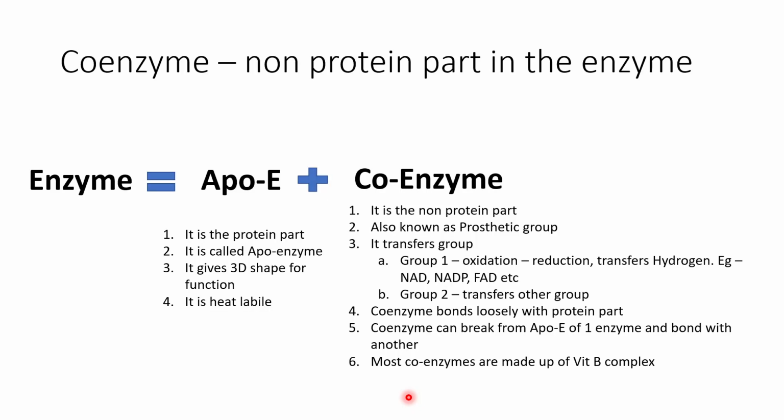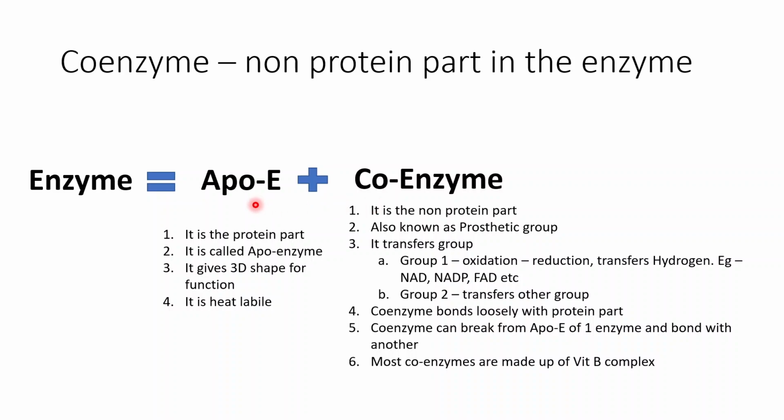Now let us look at what are coenzymes. Okay. So coenzymes, as the name suggests, are the non-protein part of the enzyme. Okay, so up till now we studied that enzymes are proteins. But enzymes are also made up of a non-protein part, which is called coenzyme. So if you look at the enzyme, it is made up of two parts. One is apoenzyme and the next is coenzyme. The apoenzyme is the protein part, whereas the non-protein part is the coenzyme.